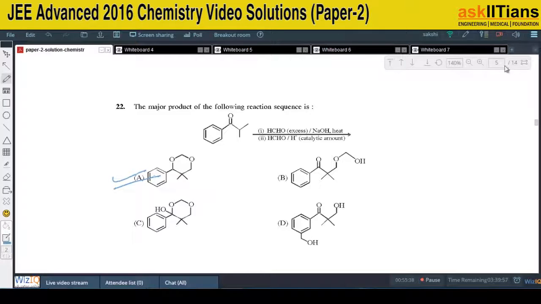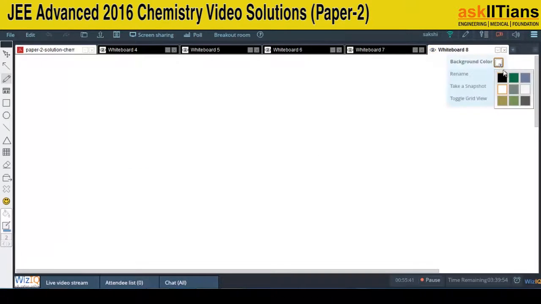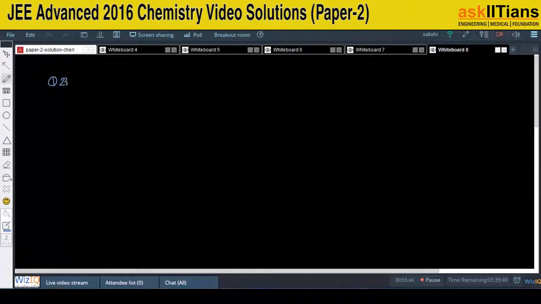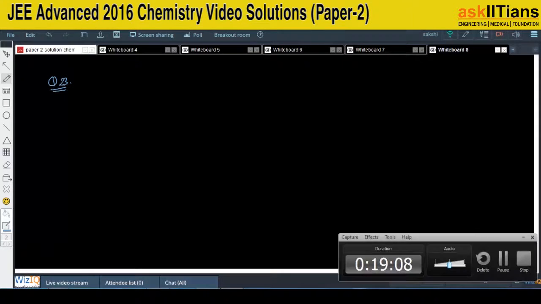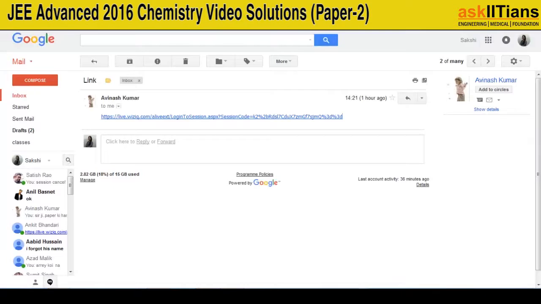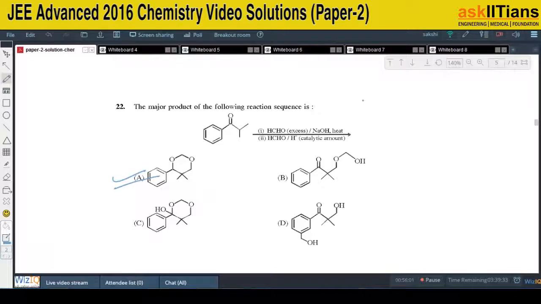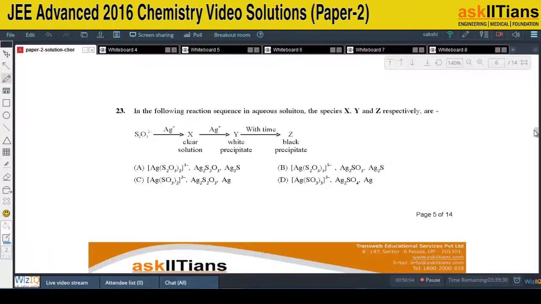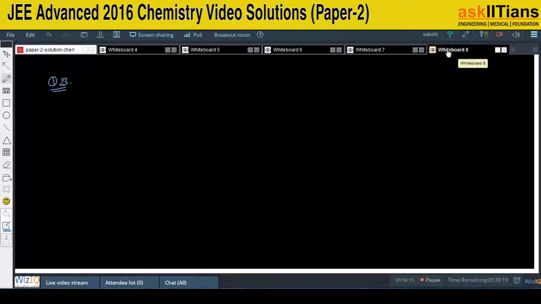Now having done with question number 22, it's time that I should be teaching you how to do question number 23. Okay, so coming over to question number 23, I forgot to show you the question. So the question says that in the following reaction sequence, in aqueous solution, the species X, Y, and Z respectively are. So that's again a simple question where you have to just identify what the species are.